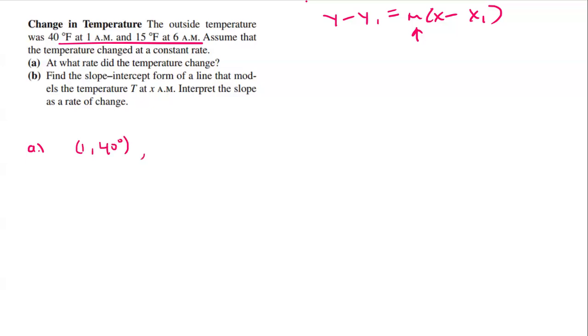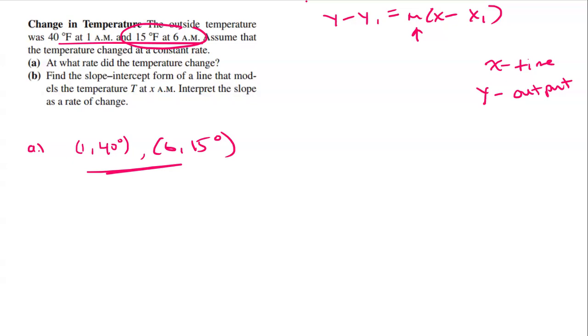The reason why I put 1 there is that a lot of times x deals with time and y deals with cost or total or an output of something. So that's why I put 1 there, because we're dealing with time for x. The first one, 40 degrees at 1 a.m., I put as (1, 40). The second point is this one, (6, 15). So these are the 2 points we're going to need for this.